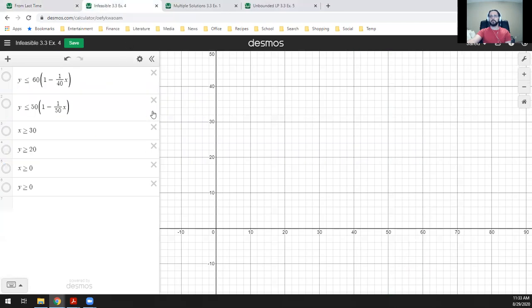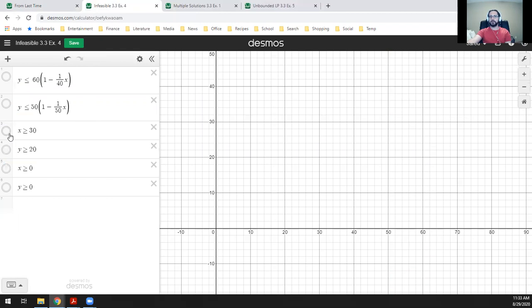The first example is taken from 3.3 example 4. This is going to demonstrate an infeasible LP. An infeasible LP is one where there are no points in the feasible region. In other words, there are no points that are satisfying every constraint.